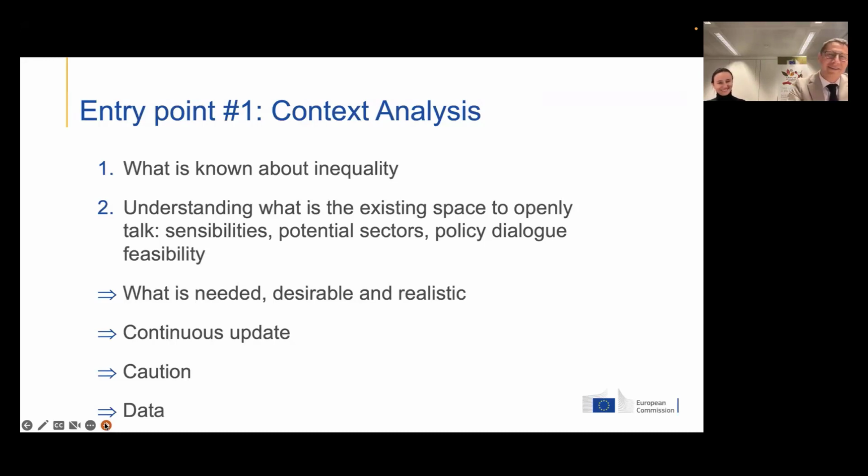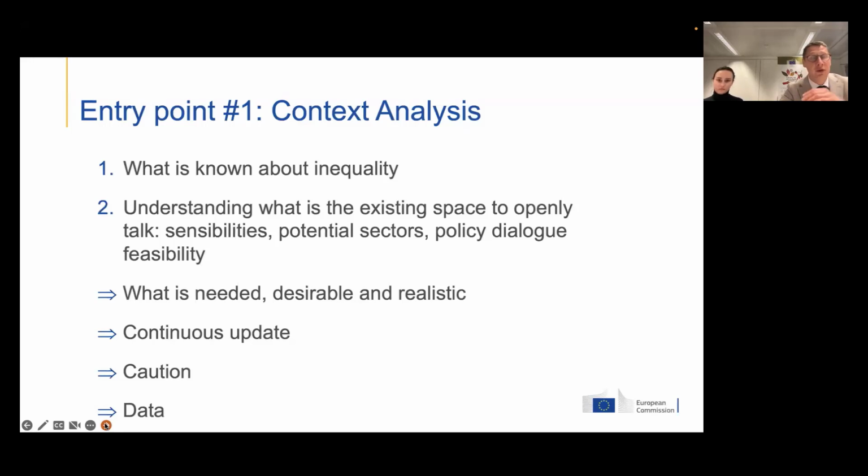Entry point 1, context analysis. What is known about inequality? This is what we want to address here. And obviously, what's important here is to focus on understanding what is existing to openly talk about inequalities. So both understanding the sensibilities about inequalities, and we'll come back to that with the impact it has on policy dialogue, and which potential sectors are best to address inequalities in the country where we work. And then from there on, from this analysis, start to define what is needed, what is desirable, what is realistic. Those are obviously quite different whether you're in, as we saw, Senegal or Tunisia.